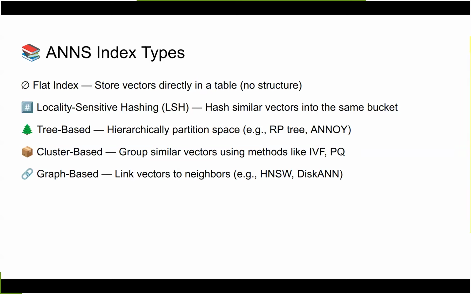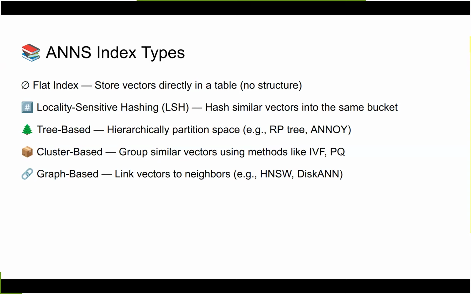The next approach is a tree-based index, which is basically a hierarchically partitioned space. Some examples for that are RP trees and Annoy. Actually, I think you guys learned about KD trees in the course, right? So KD tree is one of the things that people used at some point as a vector index. We will talk about it later.